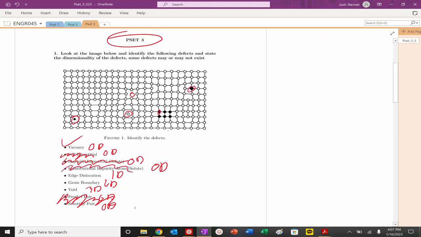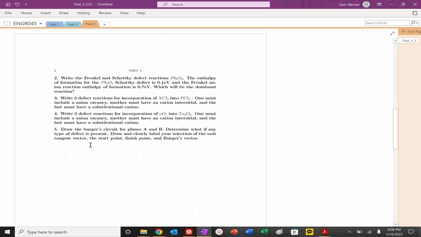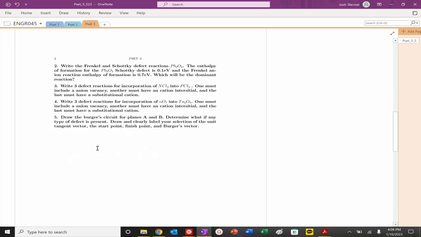Excellent. Grain boundaries. I don't think this is large enough to see a grain boundary, so I don't think we can see one here. Edge dislocation, yes. I can see an edge dislocation here, and it looks like another one here and here as well. Voids, I don't see any of those either. Excellent. All right.